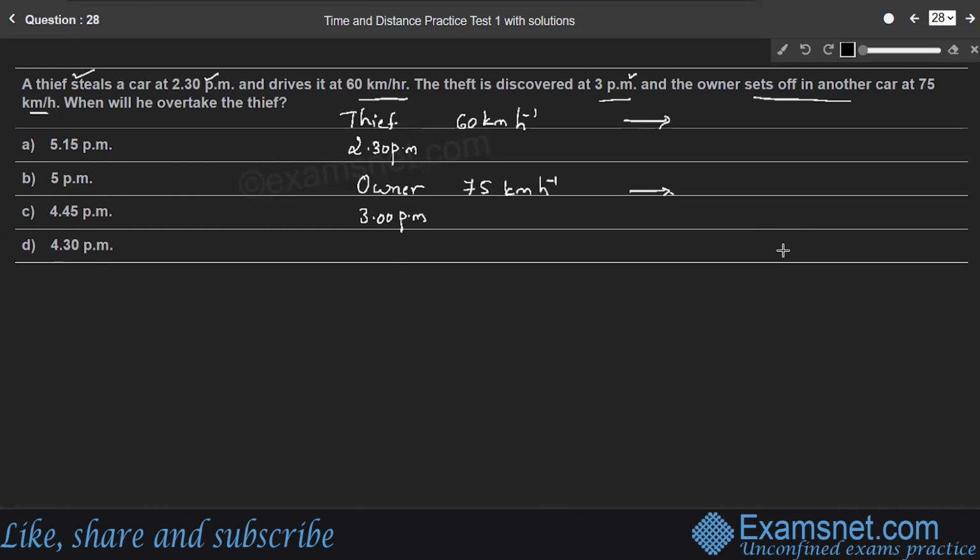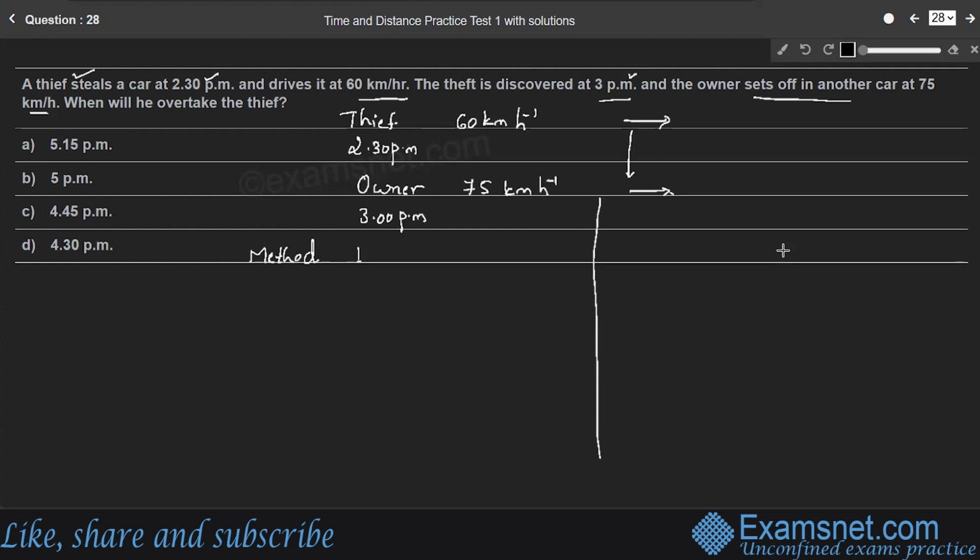That means the time at which the owner overtakes the thief should be calculated. Therefore, here we are using the concept of relative speed. To solve such type of questions, we can use two methods. One is using the concept of relative speed. Another method I'll explain later. So here in method one, we use the concept of relative speed.